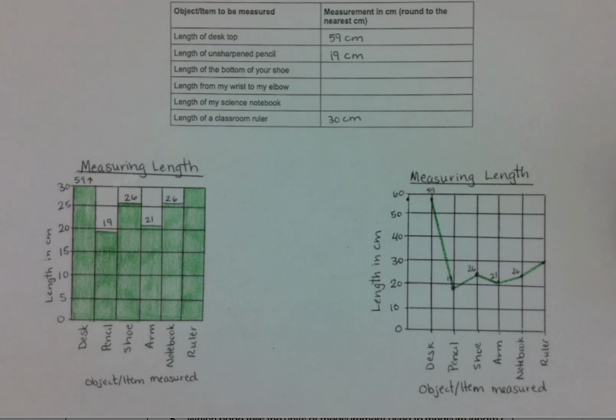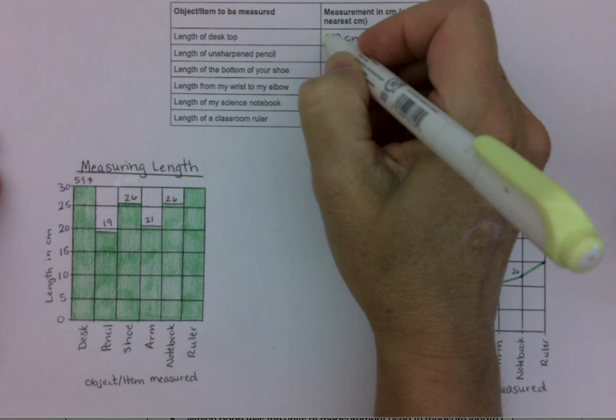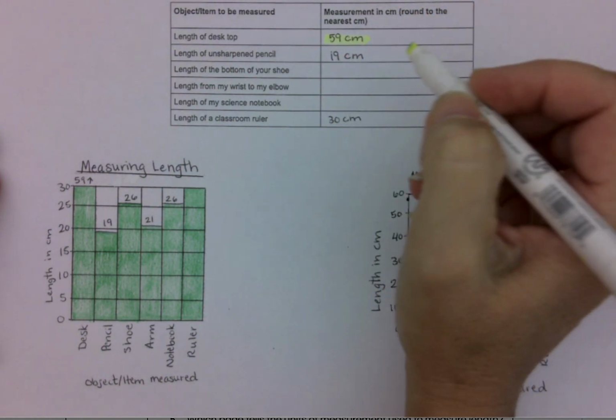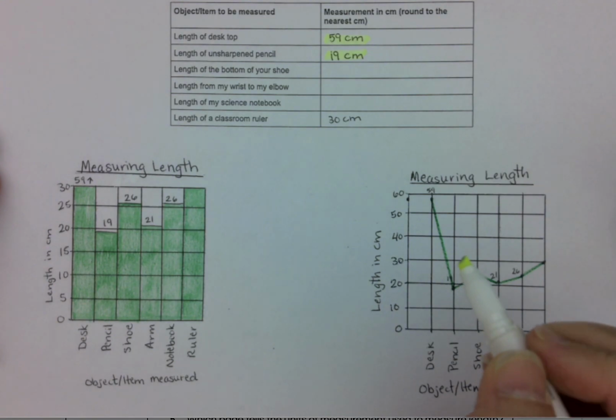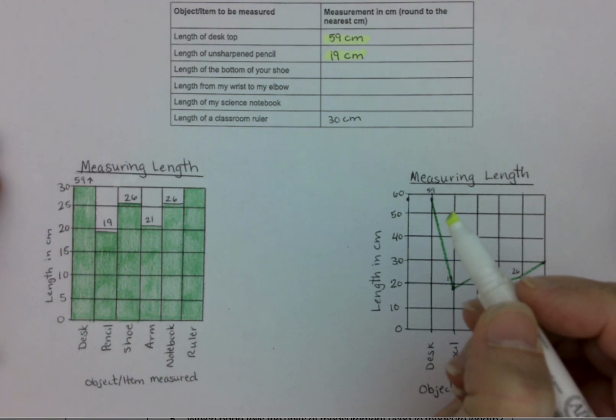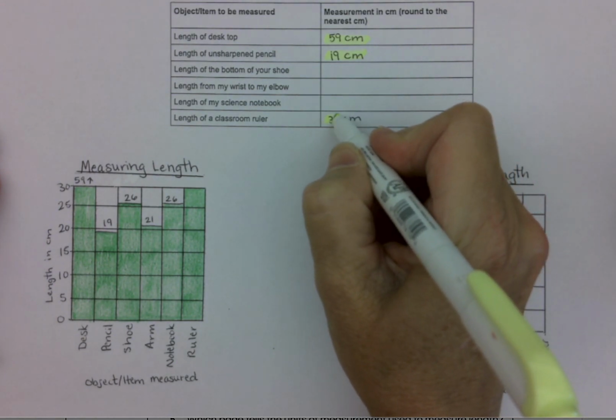All right. In our last class, we went over how to gather some data. I gave you the length of a desktop, which is 59 centimeters. I gave you the length of an unsharpened pencil at 19 centimeters. And I gave you the length of a classroom ruler, which was 30 centimeters.